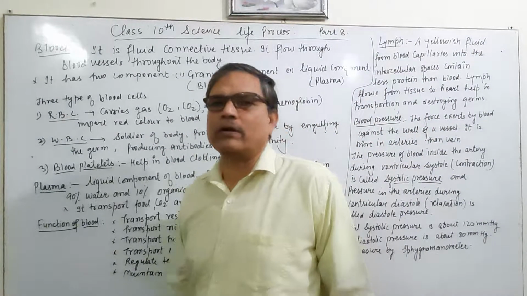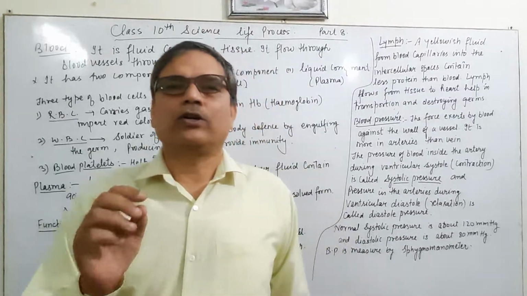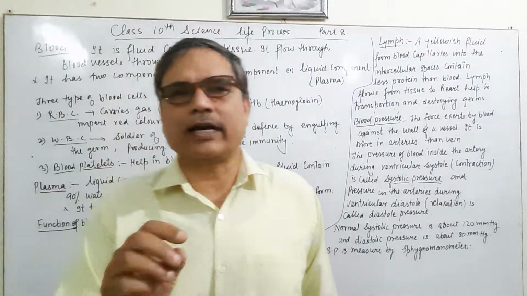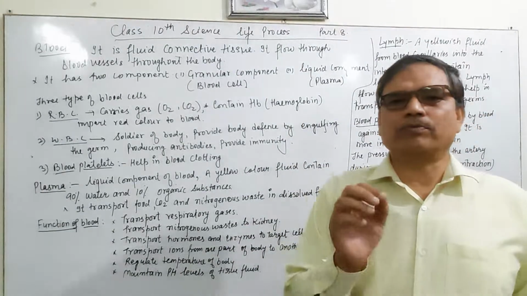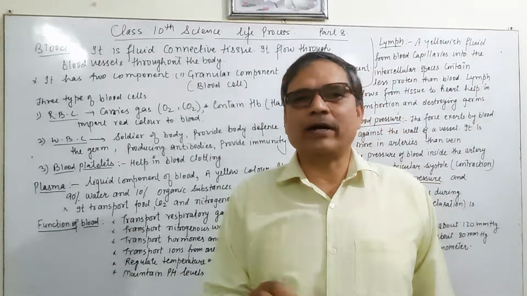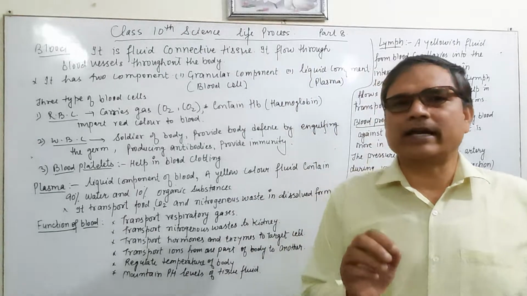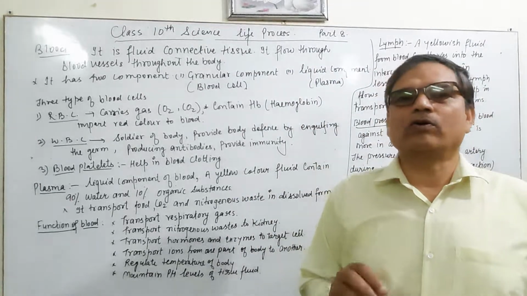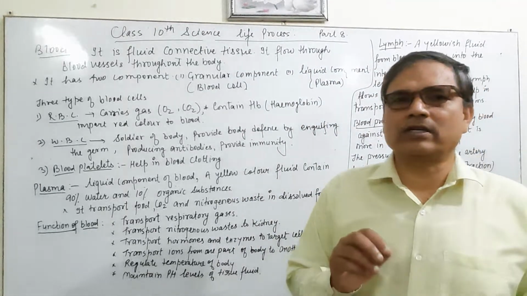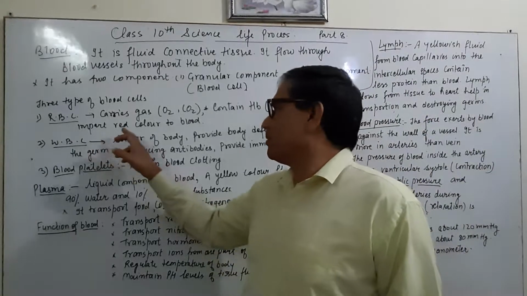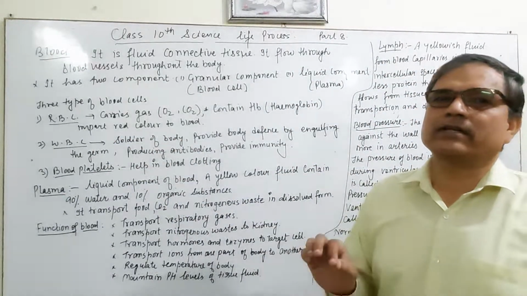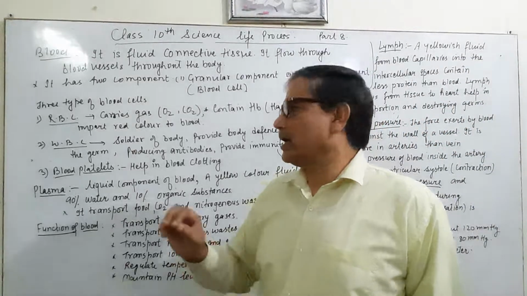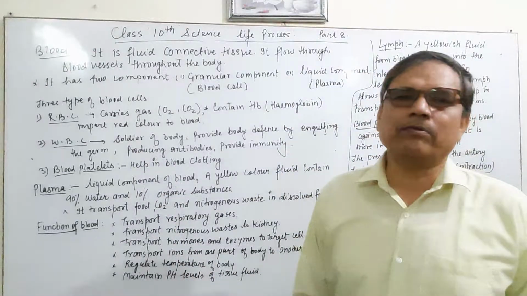RBC contains hemoglobin. Due to the presence of hemoglobin it is red in color, which you already know. Hemoglobin, capital HB, is the respiratory pigment which carries oxygen. It imparts the red color to the blood, and it is present in the RBC. And the second is WBC, white blood cell.